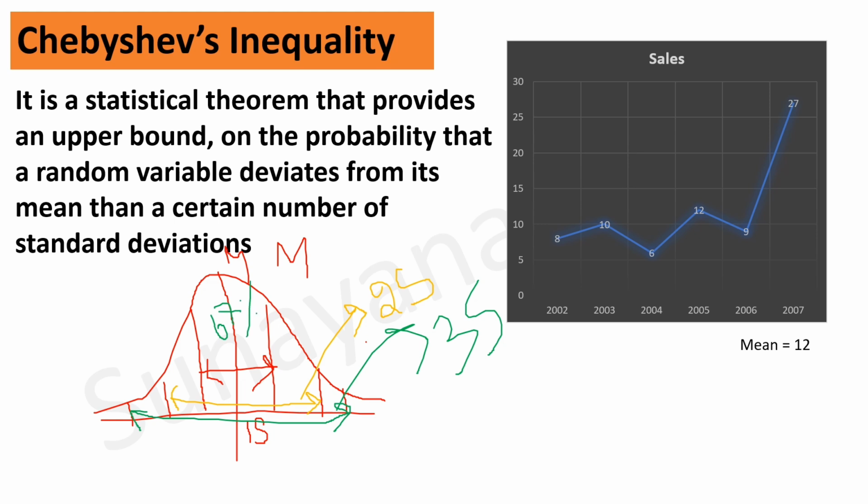And within the second standard deviation, there is 95% of data. 95% of data will lie in the second standard deviation. And 97% of data will lie in the third standard deviation. Hope it's clear.